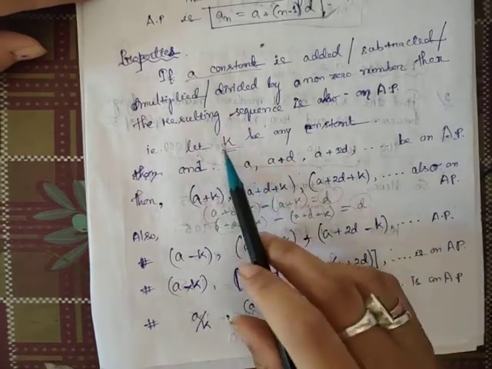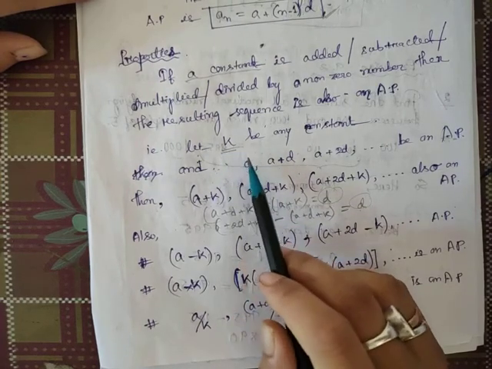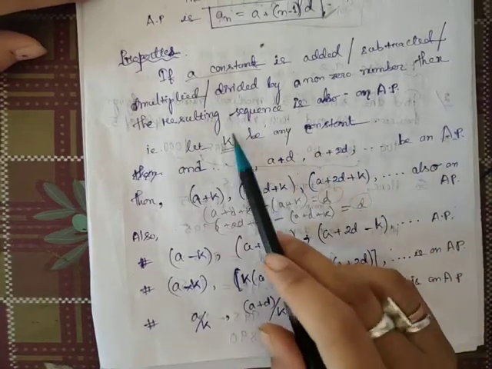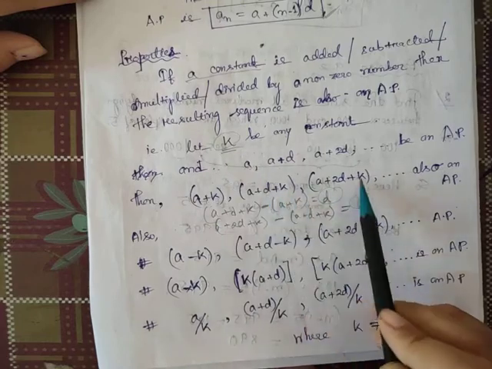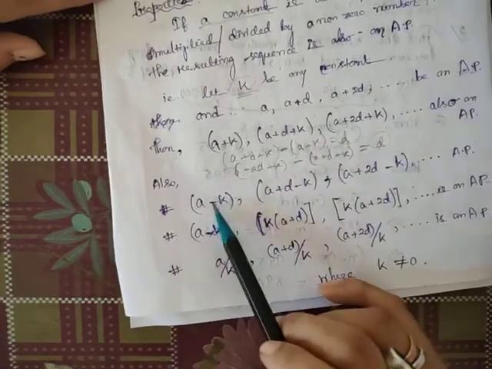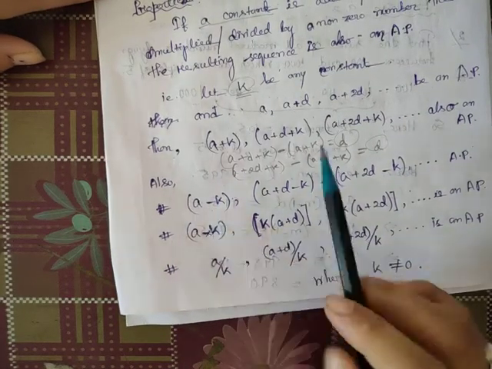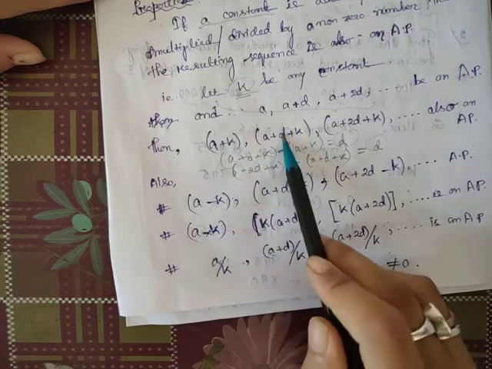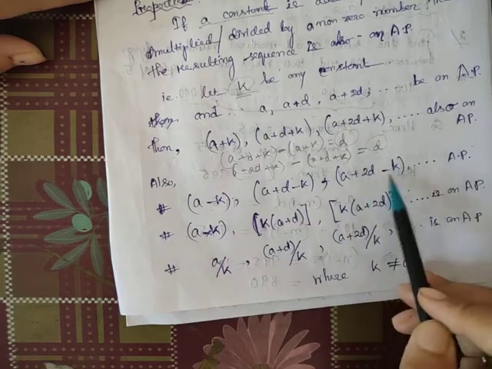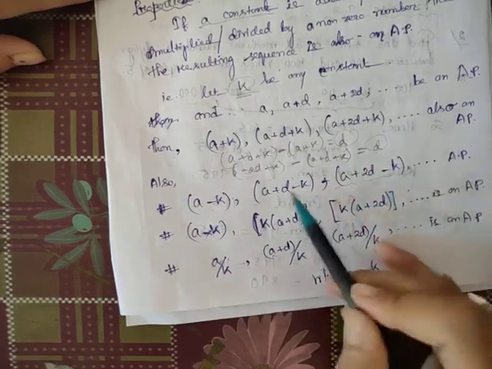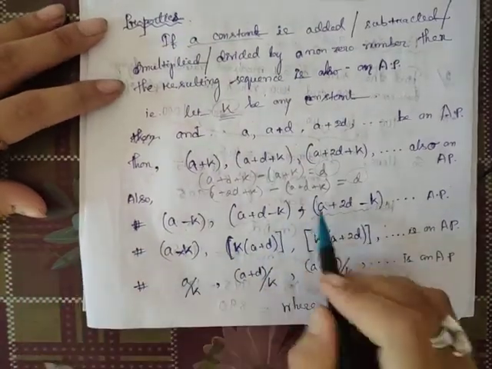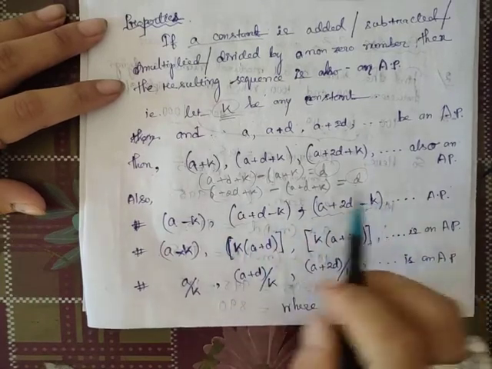That is, if we add a constant term k to every term of an AP, then the resulting sequence is also an AP. Similarly, if we subtract k, the first term is a minus k, second term is a plus d minus k, third term a plus 2d minus k, then the resulting sequence is also an AP.